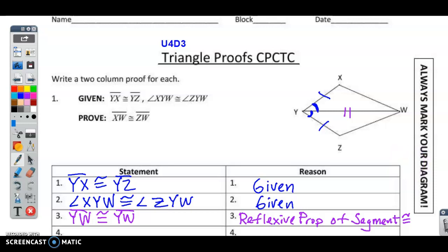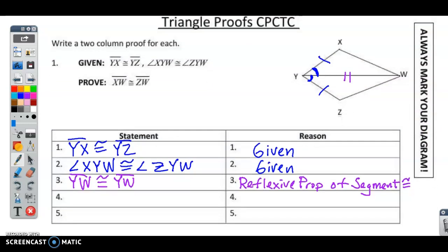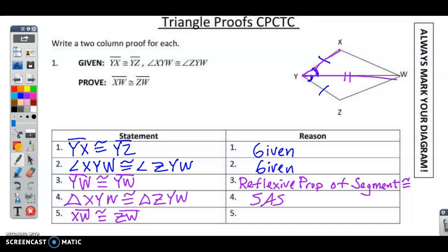So now that we have the hidden information written down, we have enough information to prove the two triangles are congruent. You see we have side, angle, side. So we can prove the two triangles are congruent by side, angle, side, SAS. So let's see if we can write the two triangles and say they're congruent. Triangle XYW is congruent to triangle ZYW. And we know that by SAS, side, angle, side.